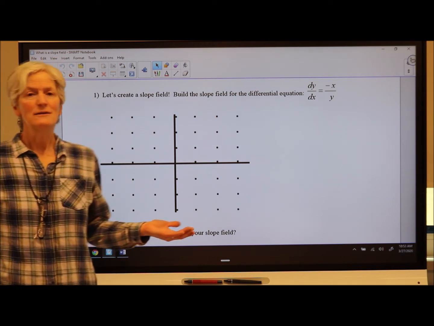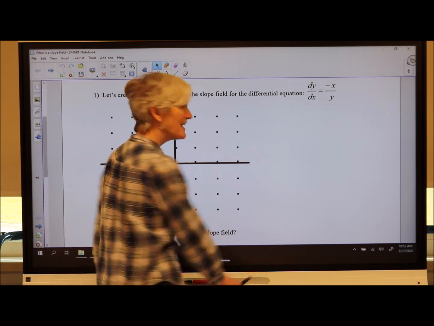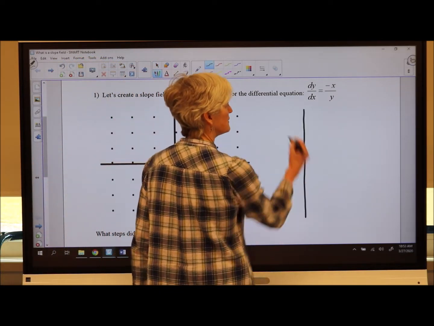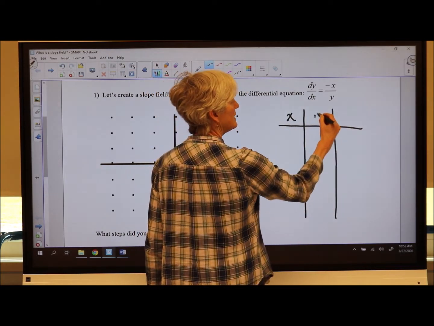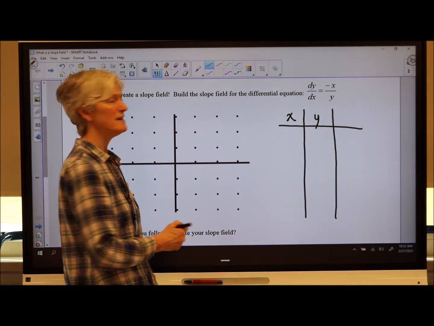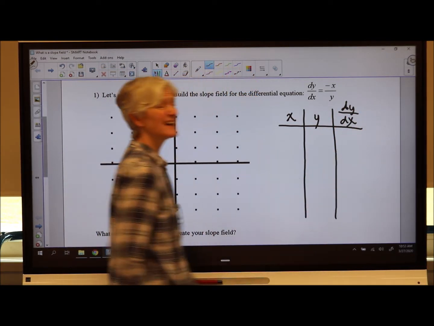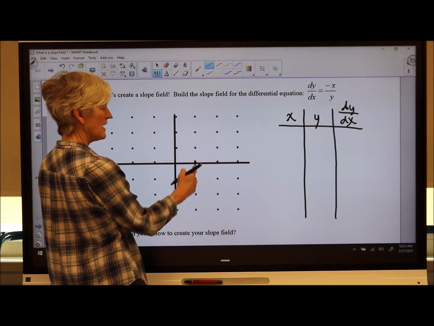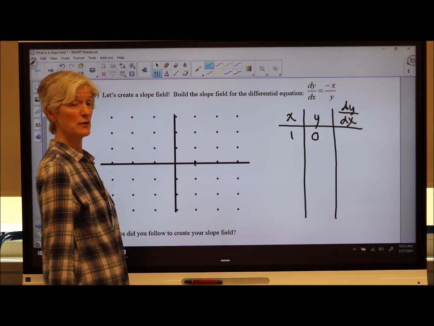Well, when in doubt, pick some points. And in fact, that's how you make a slope field. I'm going to pick an x and a y. In other words, I'm going to pick a point, and then I'm going to find what the slope is, and I'm just going to make a little sketch of that slope. So for example, here's the point (1, 0). Here's the ordered pair (1, 0).